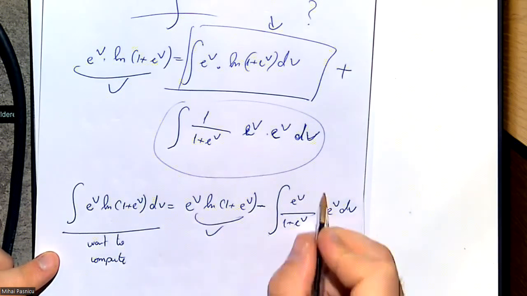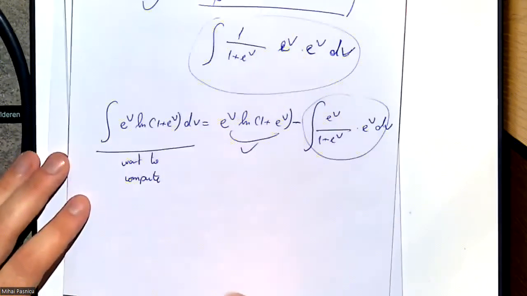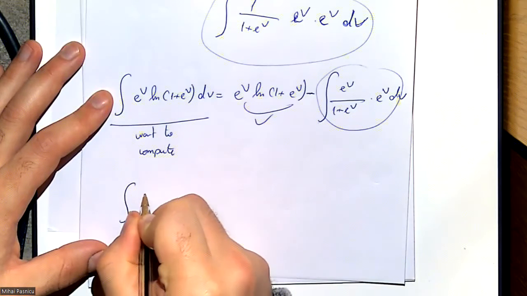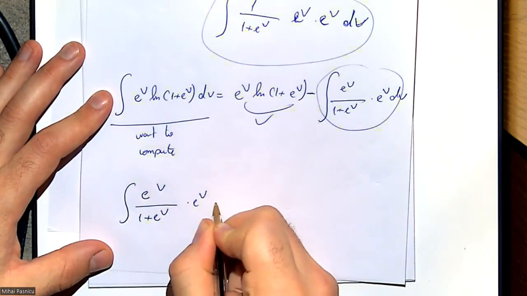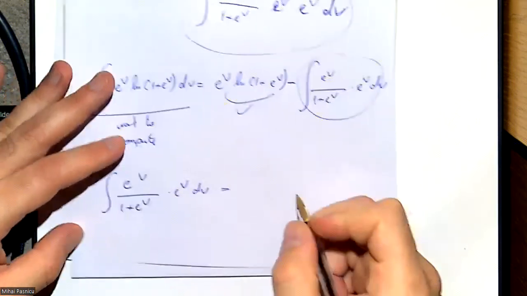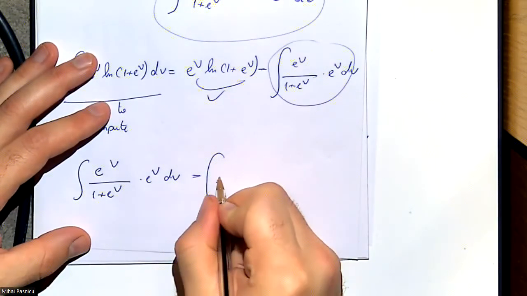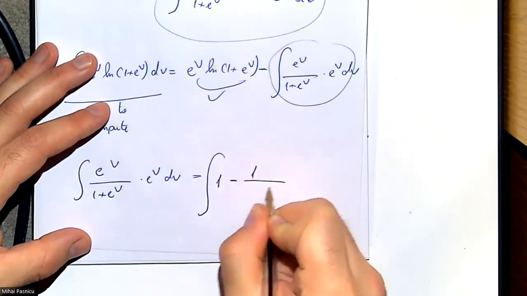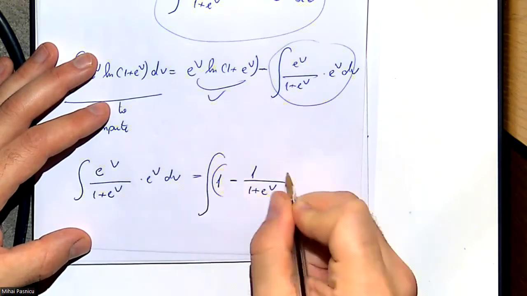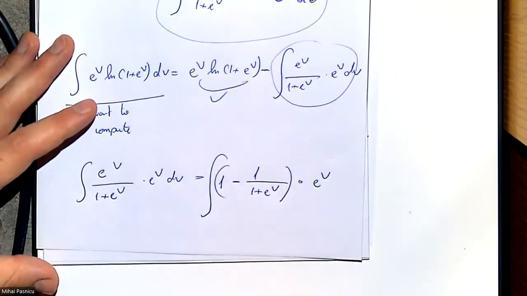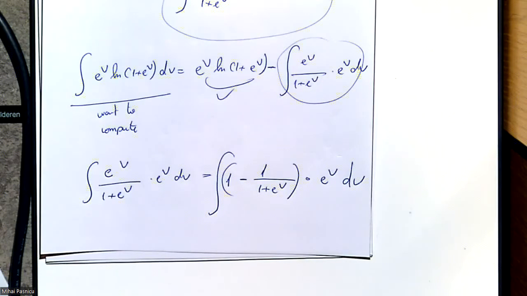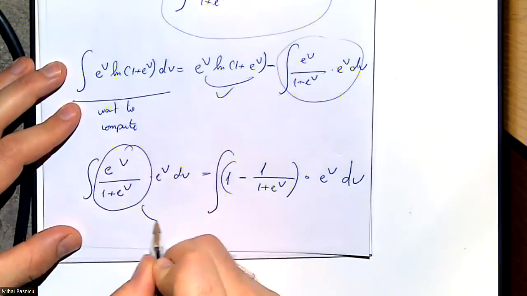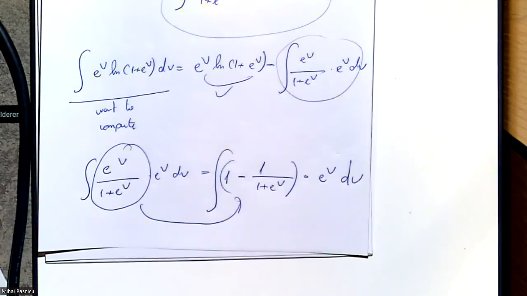This is done, so I just need to compute this thing. What is that equal to? e^V/(1+e^V) times e^V dV. This is just equal to the integral of 1 plus e^V times e^V. Does my writing make sense to everyone? This thing is just equal to this thing. So I just use that.